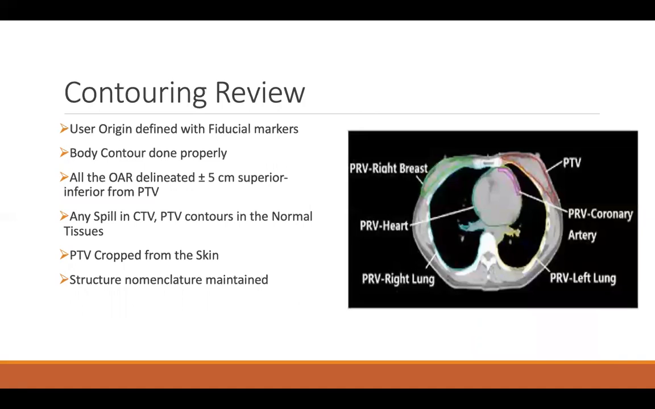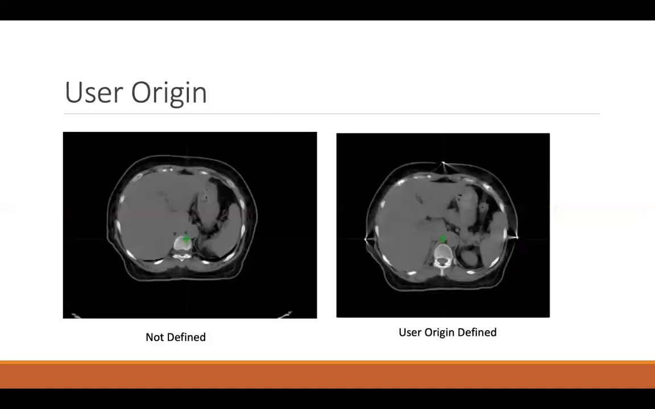Contouring overview. User origin defined with fiducial marker. Body contours should be done properly. All the wires should be delineated plus minus 5 centimeters superior and inferior from the PTV. Any spillage of the CTV or PTV contour into normal tissue should be checked. PTV cropped from the skin. Structure nomenclature should be maintained. Here I will show an example.